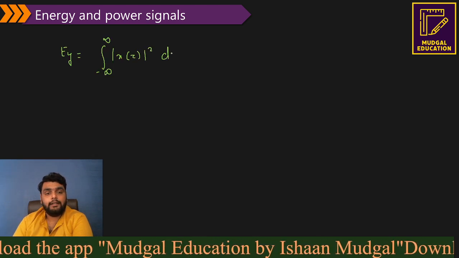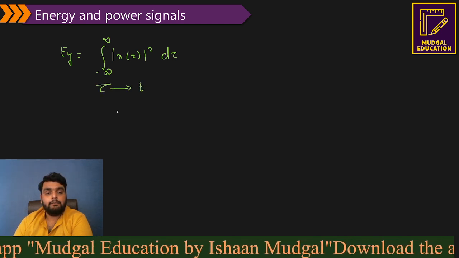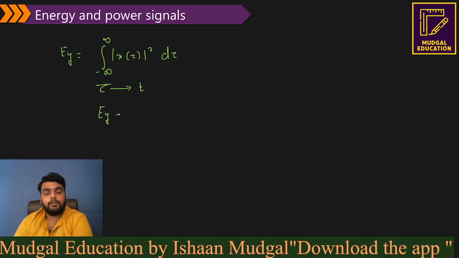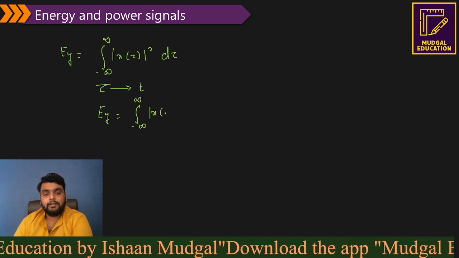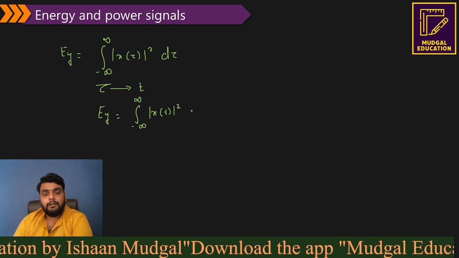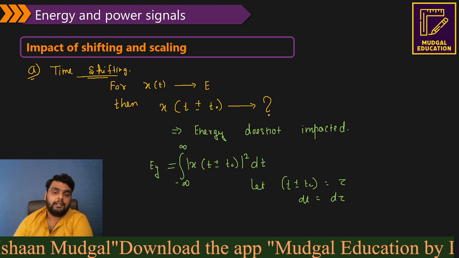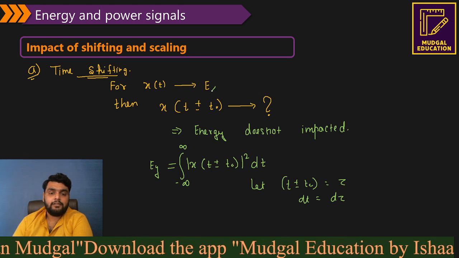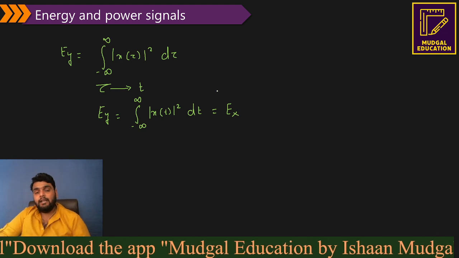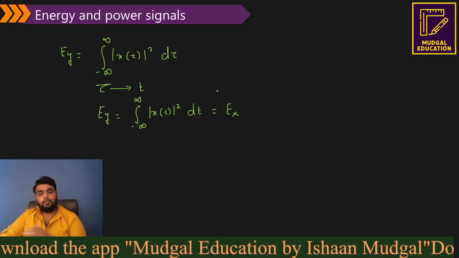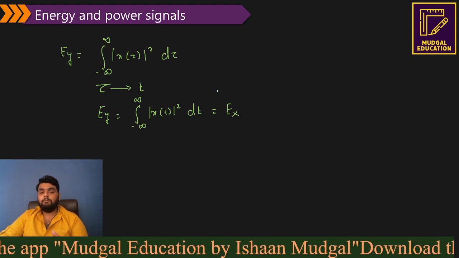whole square d tau. Now simply, I can replace tau by t. This is the simple application of a definite integral: you can replace any variable in integration. So if I replace this variable, it is equal to the original energy, let's suppose Ex. So the main point is, if you shift the signal, there is no impact on the energy. Time shifting we are talking about, there is no impact on energy.